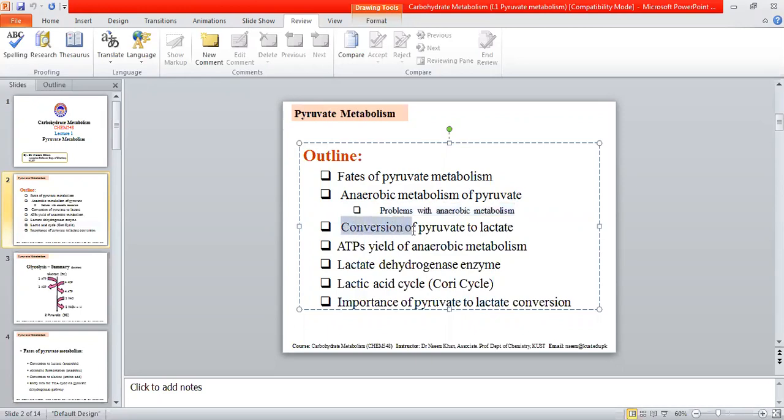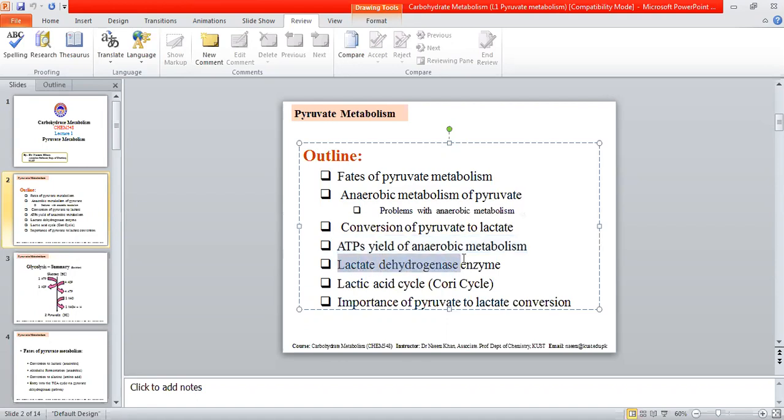Then out of the anaerobic metabolism, we will elaborate in detail the conversion of pyruvate to lactic acid, which is one of the anaerobic metabolism pathways. We will calculate the total ATPs that will be produced in the anaerobic metabolism of pyruvate to lactic acid, and in this way we will try to calculate the total number of ATPs that will be produced from one glucose molecule.